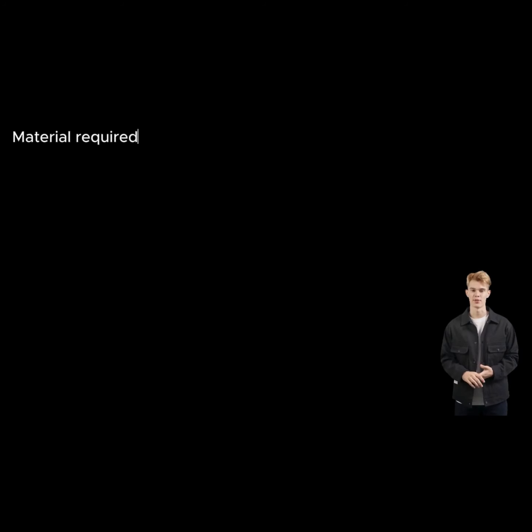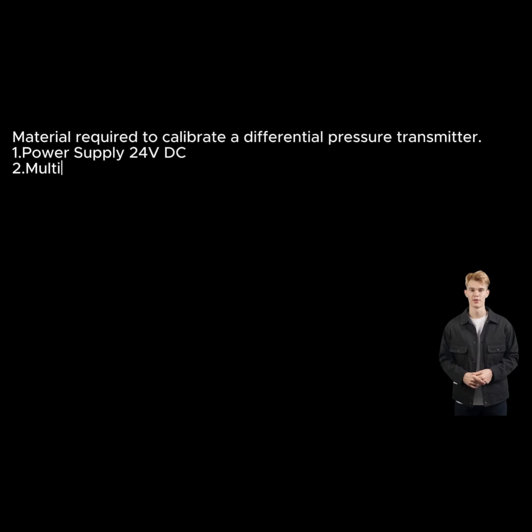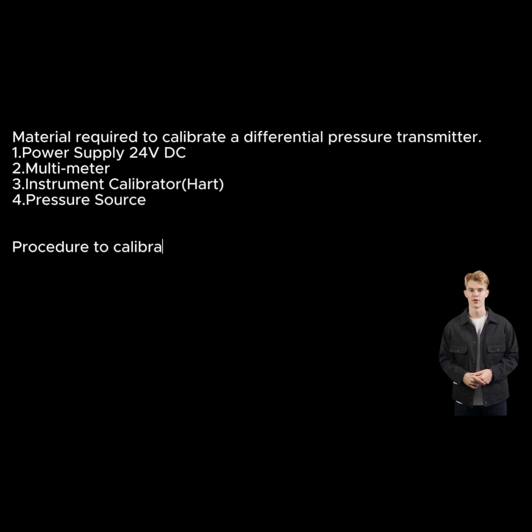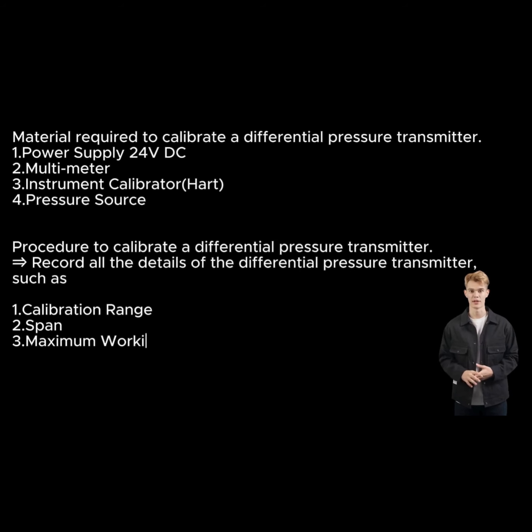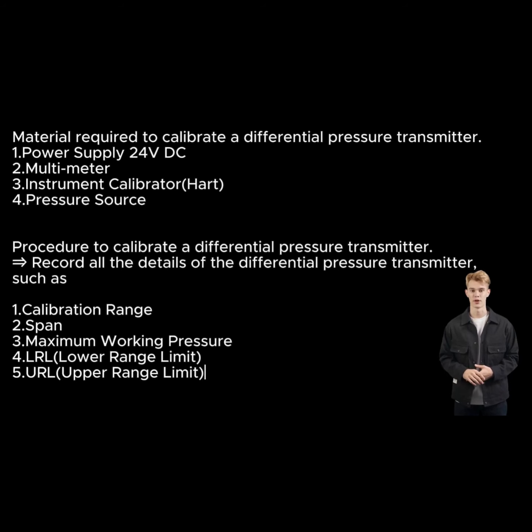Calibrate a differential pressure transmitter. You need: 1. Power supply, 24 volts DC. 2. Multimeter. 3. Instrument calibrator, HART. 4. Pressure source. Procedure to calibrate a differential pressure transmitter: record all the details of the differential pressure transmitter, such as 1. Calibration range. 2. Span. 3. Maximum working pressure. 4. Lower range limit. 5. Upper range limit.